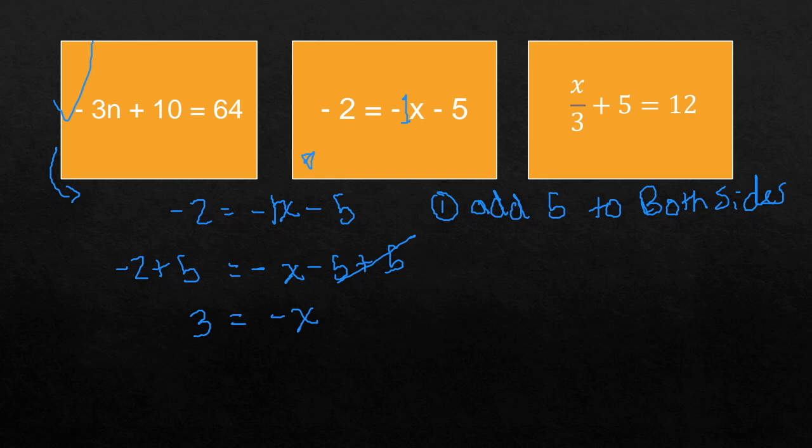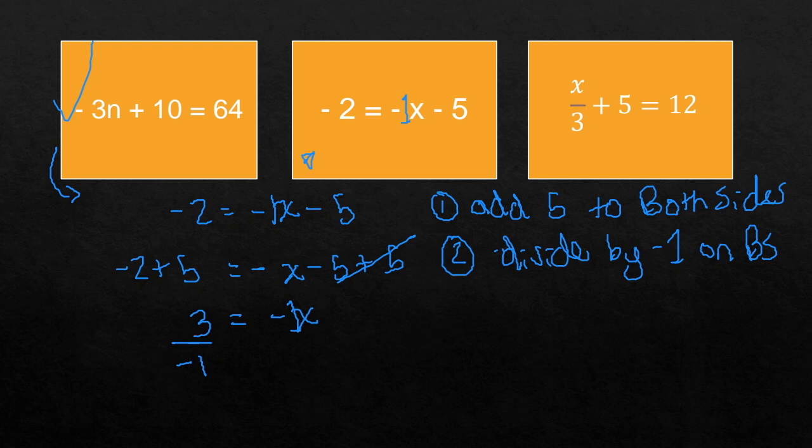So are we done? No, because there's a negative 1 in front of the x. So that goes back to the previous PowerPoint where we talked about negatives. So we are going to undo that by dividing by negative 1 on both sides. So we're going to divide this side by negative 1 and this side by negative 1. That goes away. And 3 divided by negative 1 is negative 3 is equal to x. So our final answer is negative 3 is equal to x.